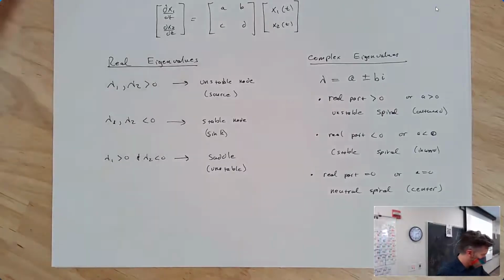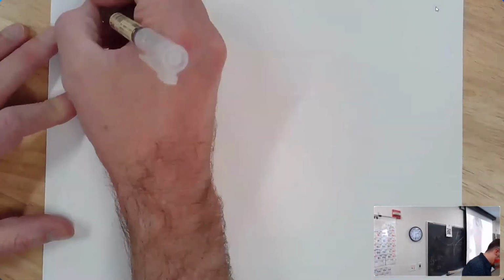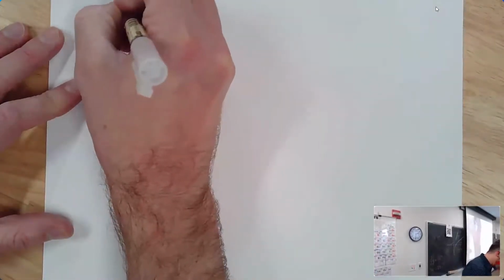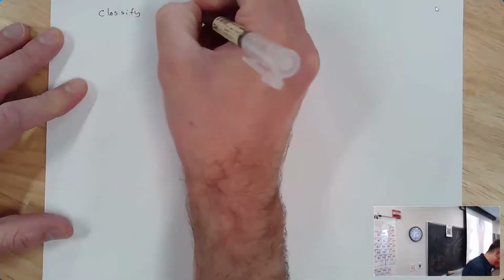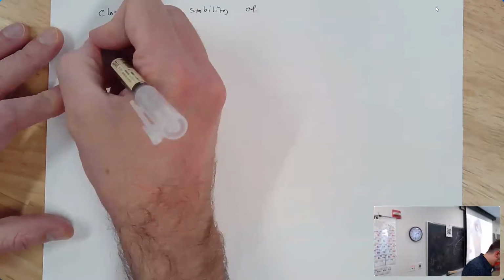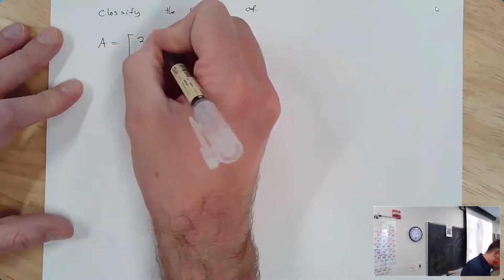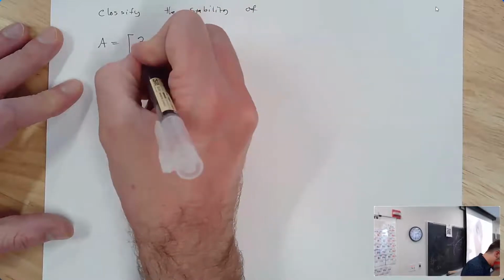Let's look at another one. We'll talk about the direction as well. The direction can be a little bit confusing. People do like to ask about the direction. So let's classify the stability of the system associated to this matrix: A equals 2, -5, 2, 1.